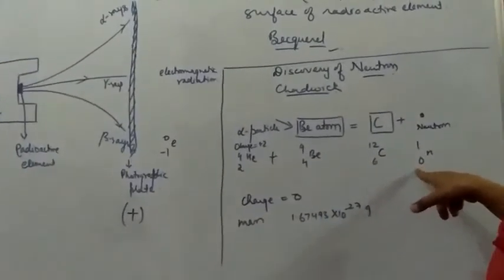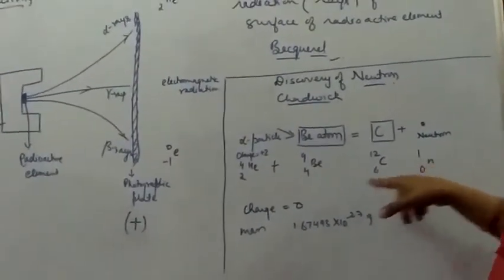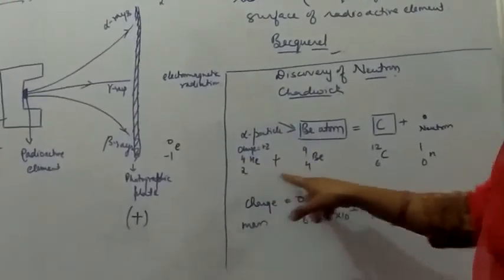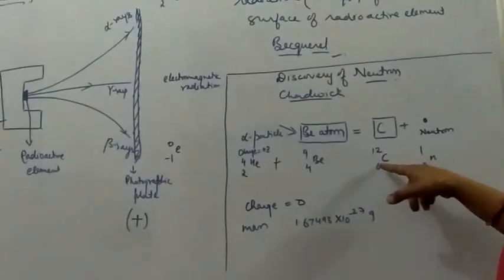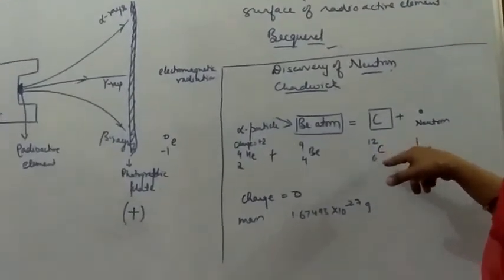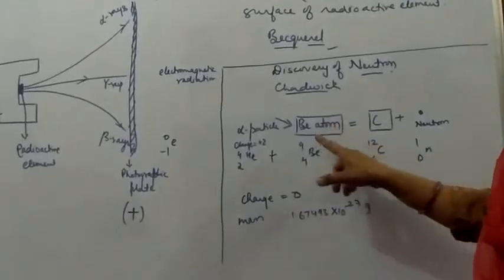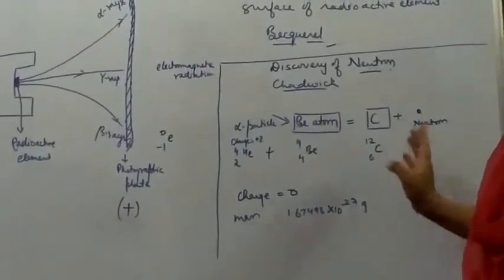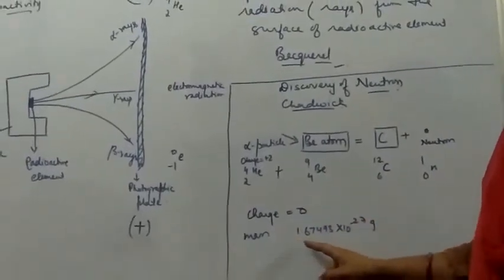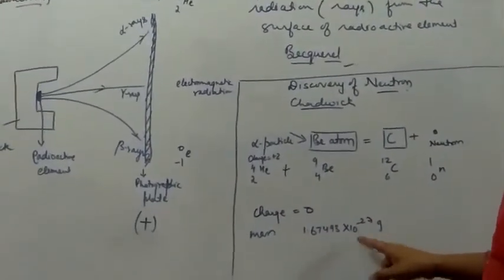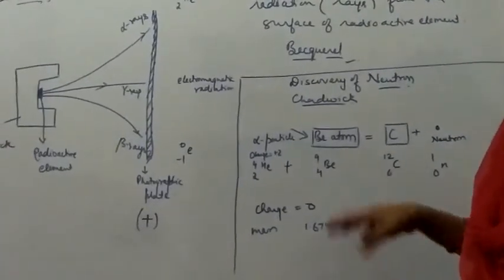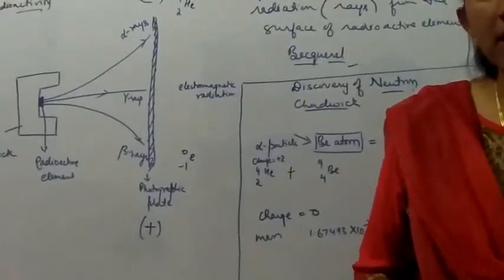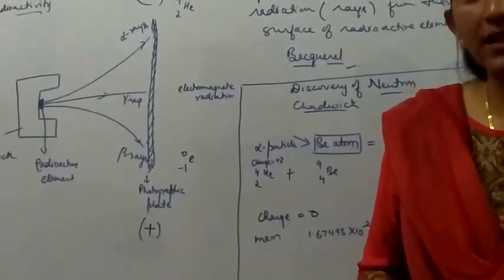It had no electrons in it, right? And no charge on it. So you can see 9 plus 4 is 13, and 2 plus 4 is 6, so carbon was formed, and carbon has a mass number of 12, right? The one that was left was balanced by this particle. Now this particle had a charge of 0 and a mass of 1.6749 times 10 to the power minus 27 grams. So here we can conclude that the atom consists of three main particles: the proton, the electron and the neutron.